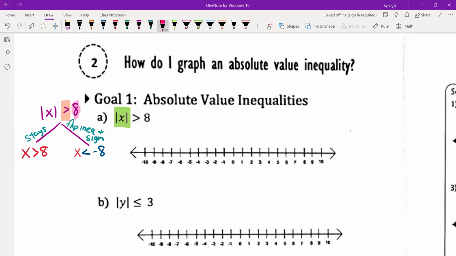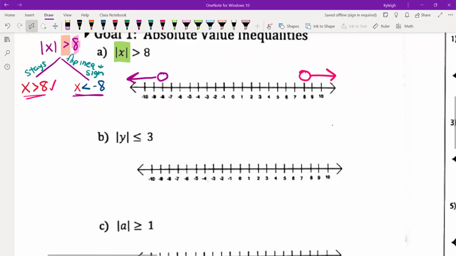So what's that going to look like? Well, if x is greater than 8, we would do an open circle at 8, and we would draw it facing out. That takes care of this one, but we still have this one to do. So we just treat it as two separate things. At negative 8, we'd put an open circle, and now it's going to the left. So the absolute value of that is just either greater than 8 or less than or equal to negative 8. Okay. All right, so there's that first one.